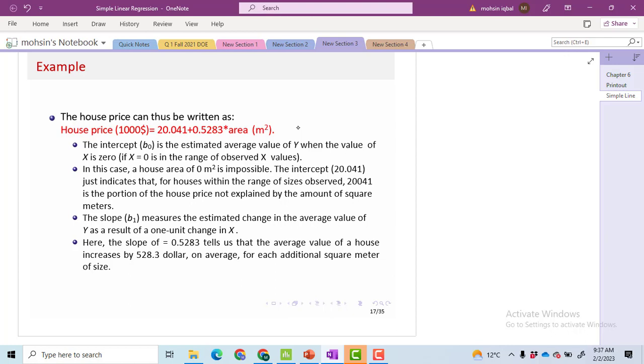I welcome you to the last part of the video recorded lectures on simple linear regression. So far we have computed this regression equation. Now in this video I will interpret it.